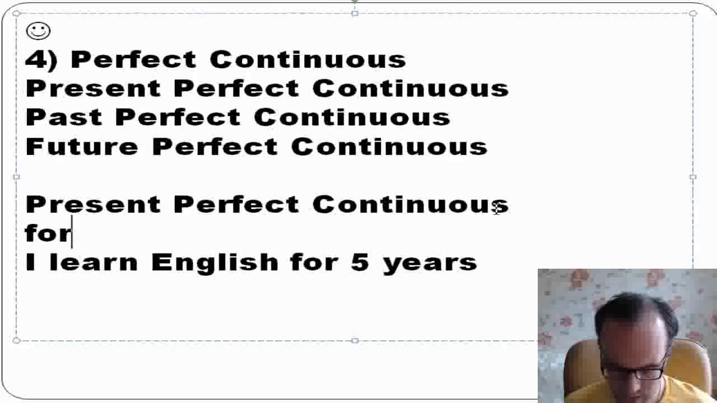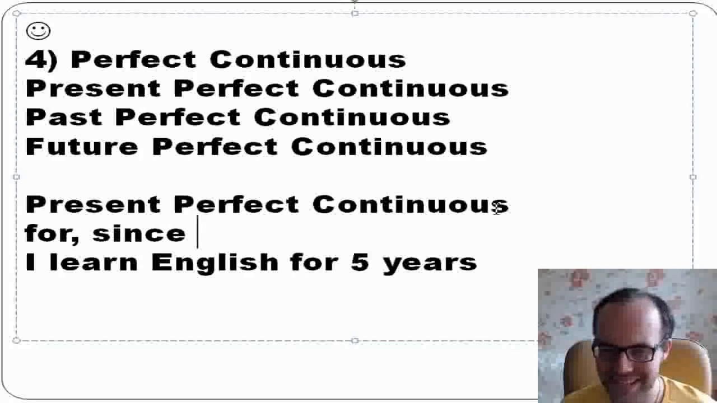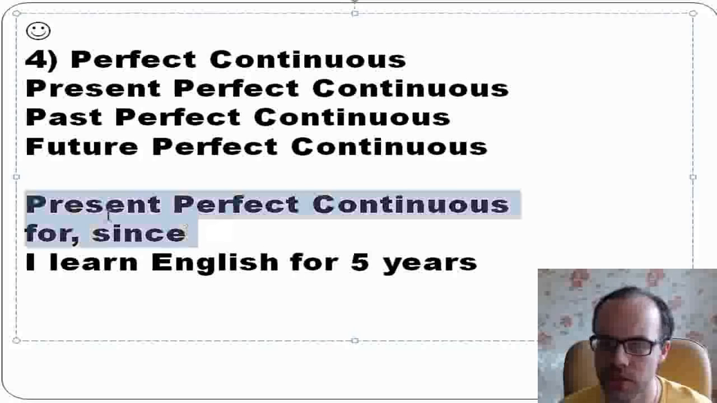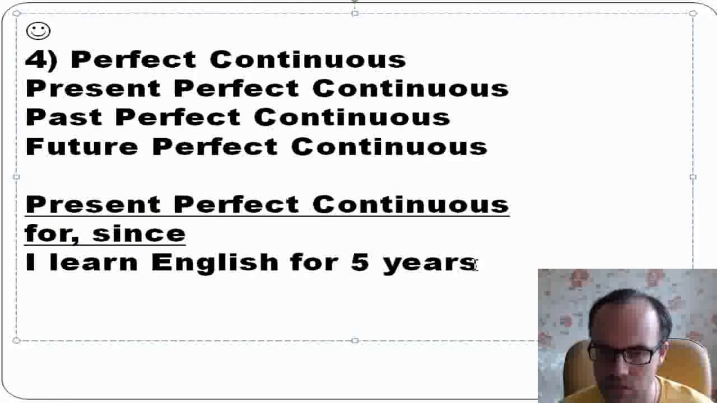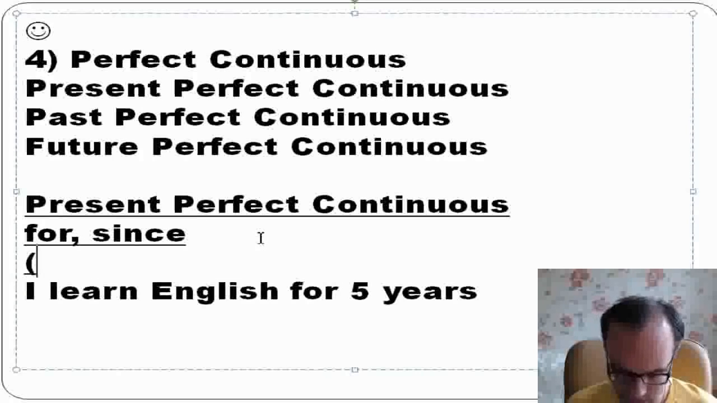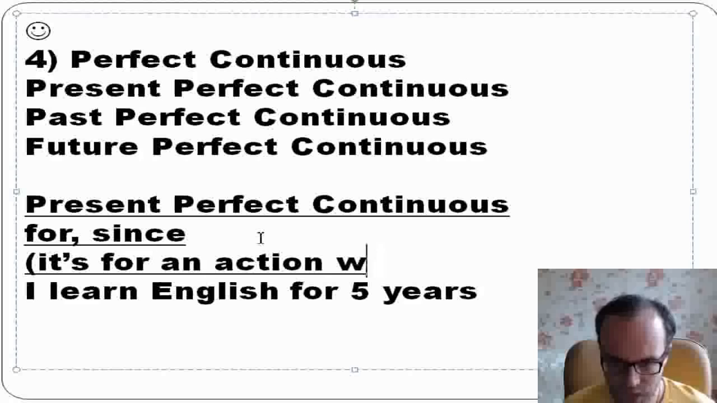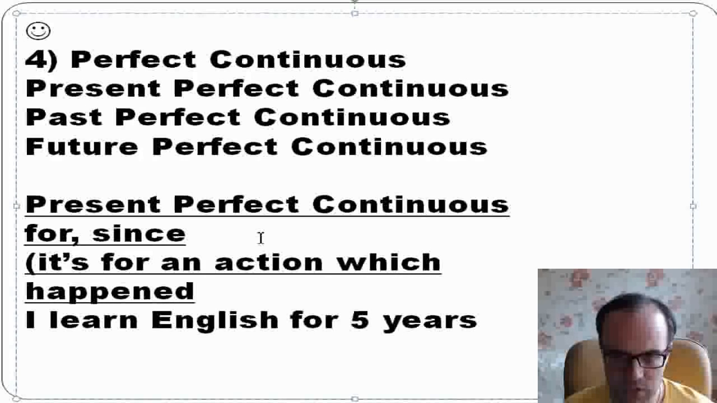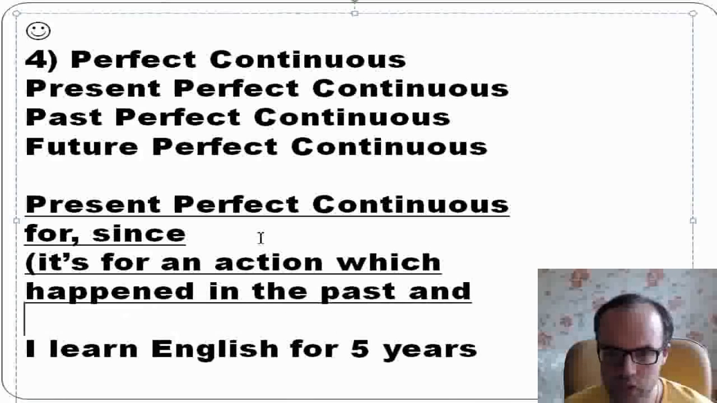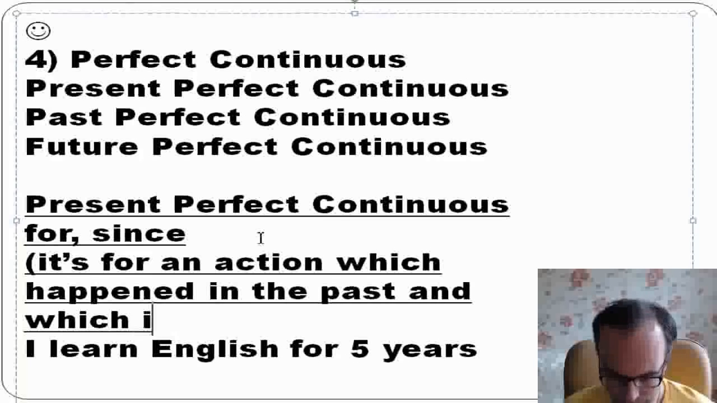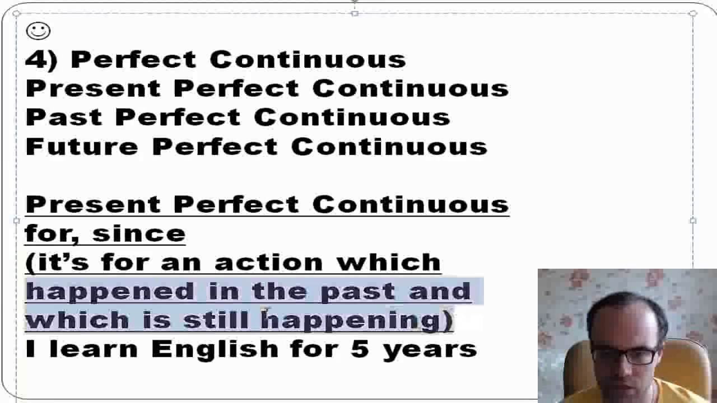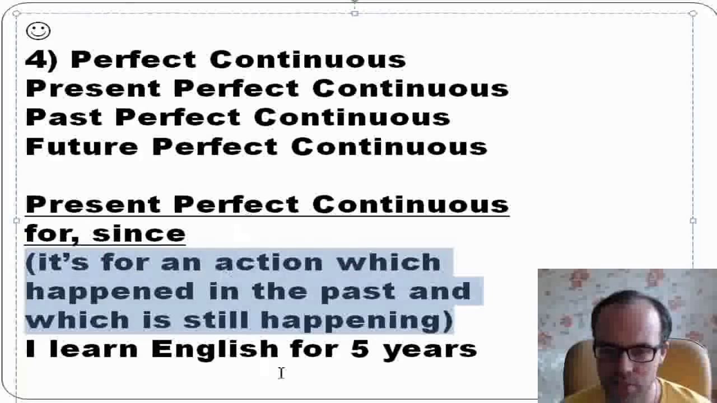If you have "for" or "since" in a sentence, it tells us that we need to use present perfect continuous. So what is present perfect continuous? It's for an action which happened in the past and which is still happening. And we use "for" and "since".